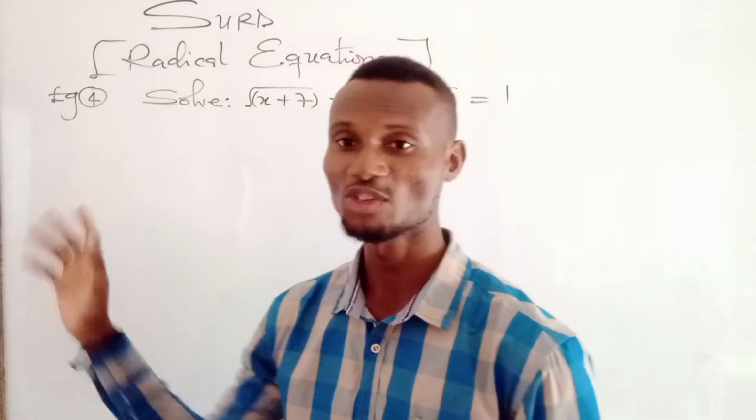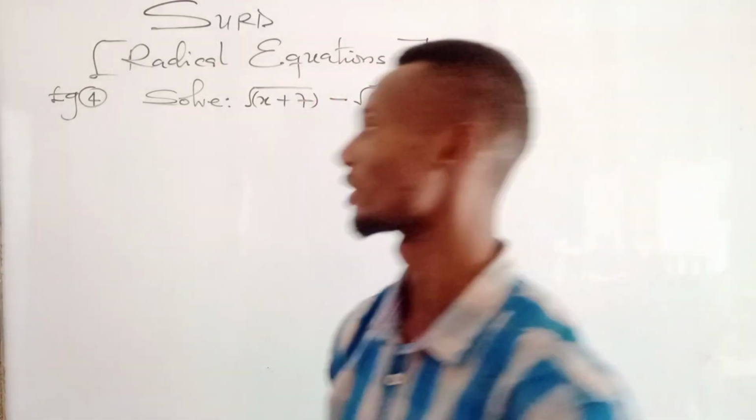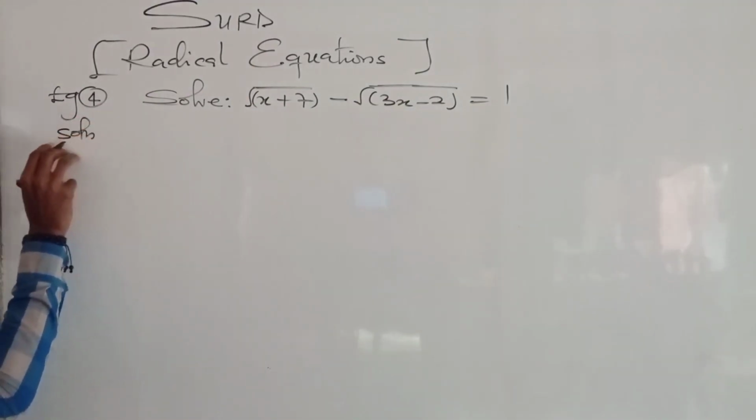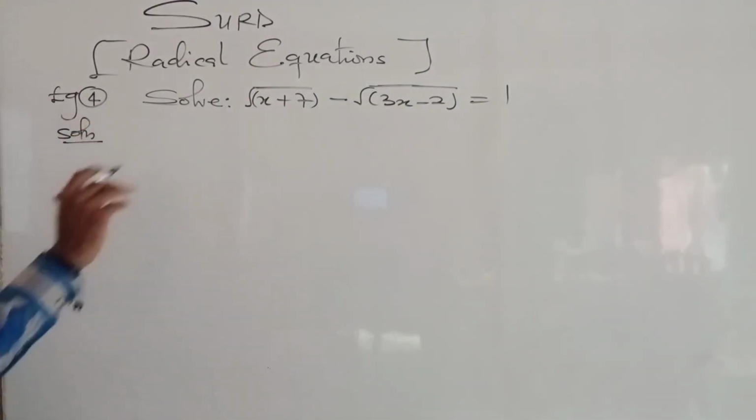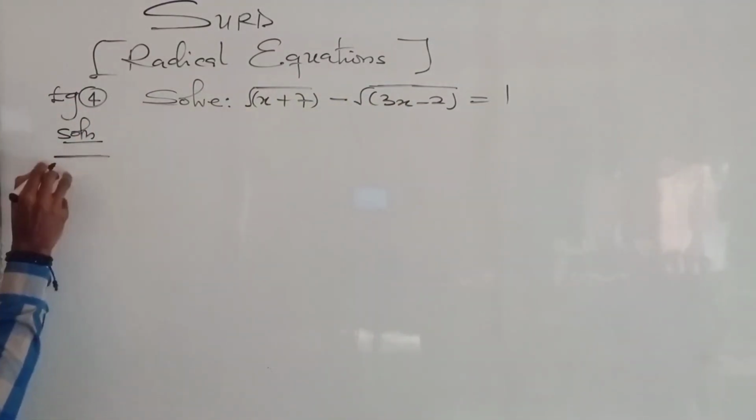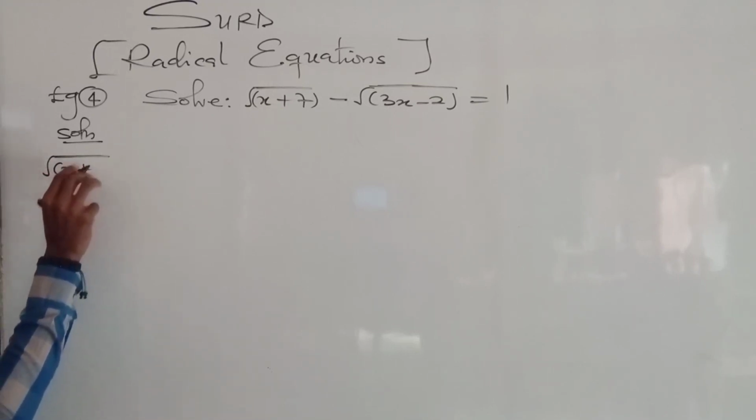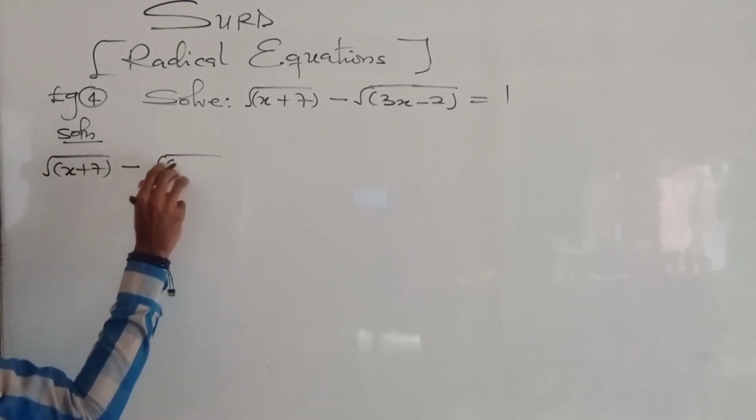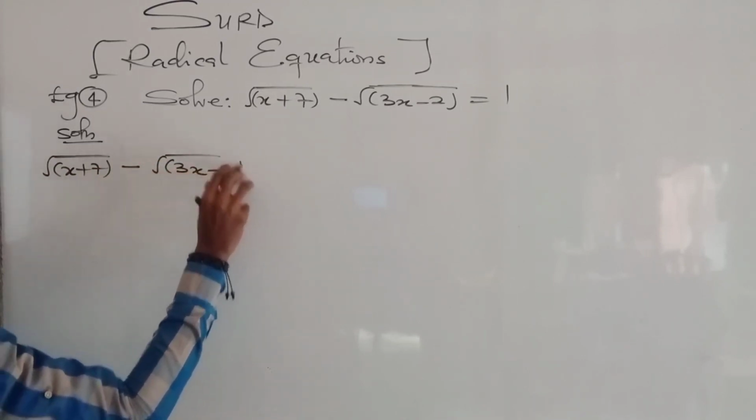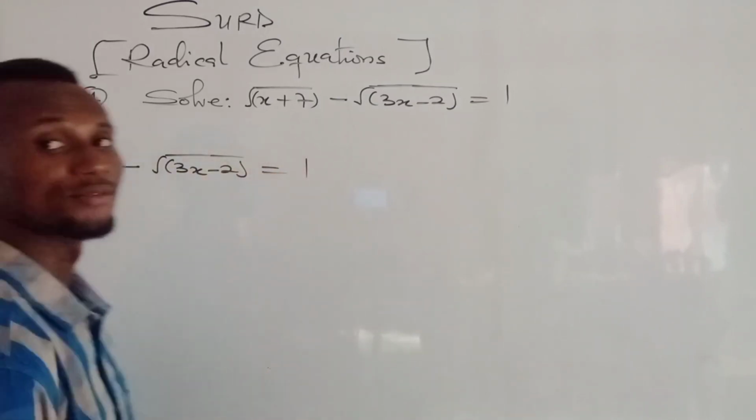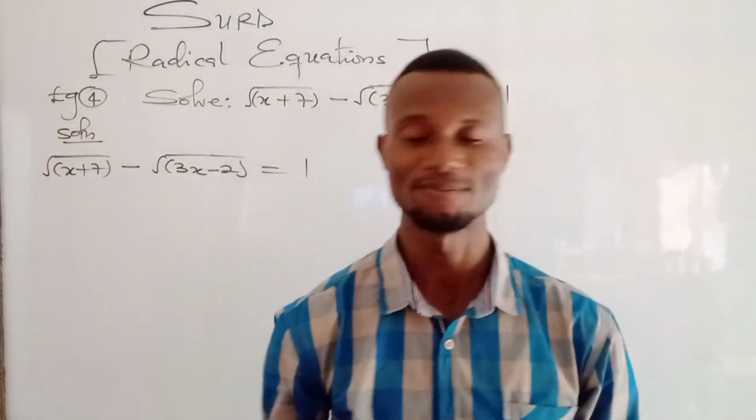Okay, so let's go ahead and solve this question together. Okay, so I'm going to write down my solution and we are going to do it together. Okay, so I'm going to repeat the question given. Okay, so we have square root of s plus 7, okay, minus square root of 3s minus 2, okay, equals to 1. Okay, so we are solving for s in this given equation.